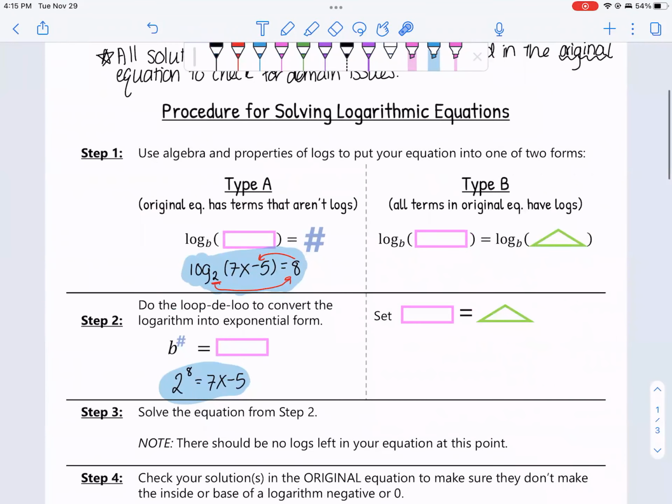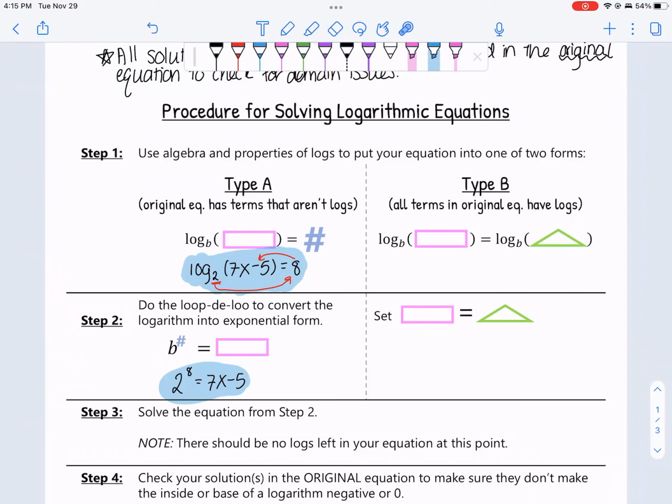There are two different ways that logarithmic equations get solved. We have our type A problems and our type B problems. Type A problems are going to happen when the original equation has terms that aren't logs. If you only have one log to begin with, then it's going to be a type A problem, but there are also type A problems that contain multiple logs. So if there is a term in your original equation that's just a single number, you have a +7 somewhere by itself outside of a log, you're looking at a type A, and we'll see more of that in a moment.